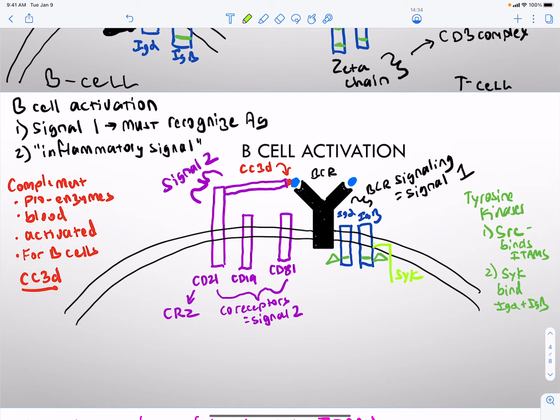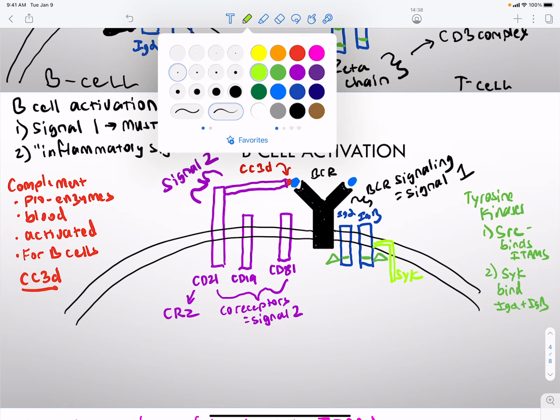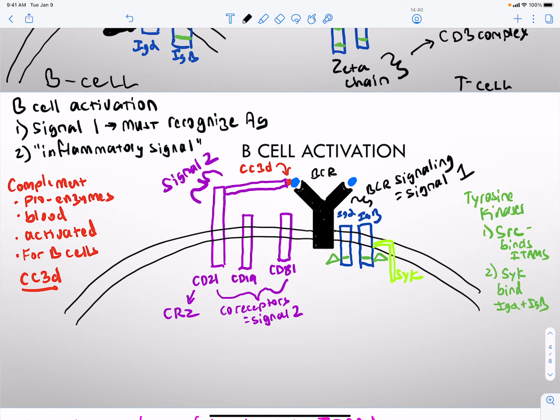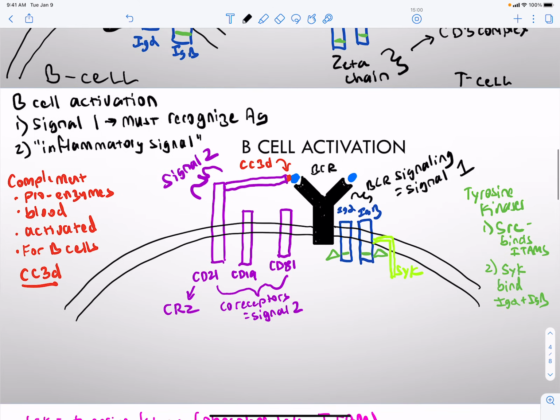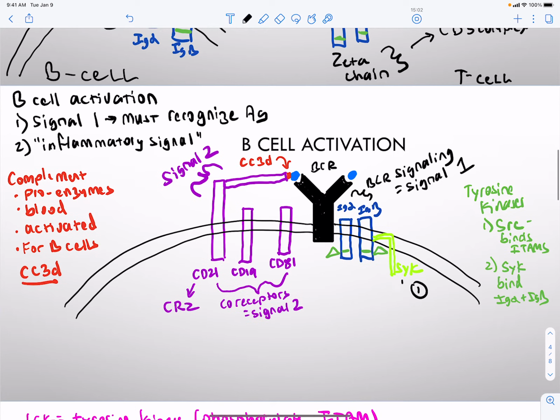Now SYK is also a tyrosine kinase, but SYK is really what's going to activate the downstream molecules. And it takes several steps to do this, but we're just going to draw the big steps. And so once you get SYK recruited to this apparatus, you are now going to get 3 major downstream pathways. First, you're going to get a RAS pathway.